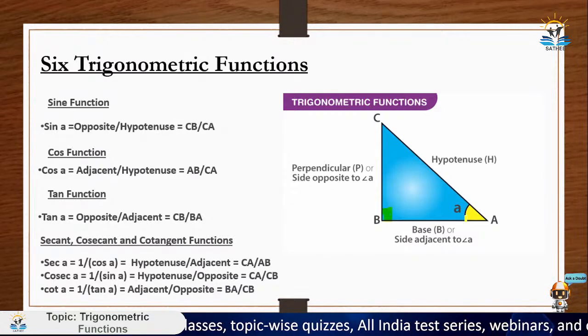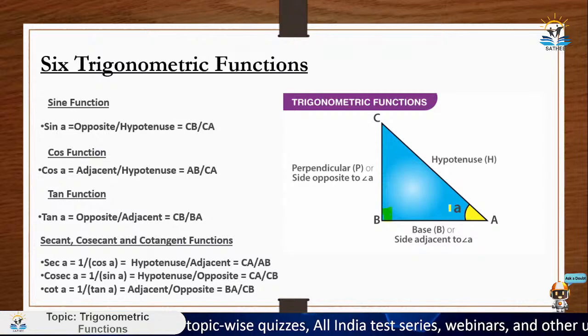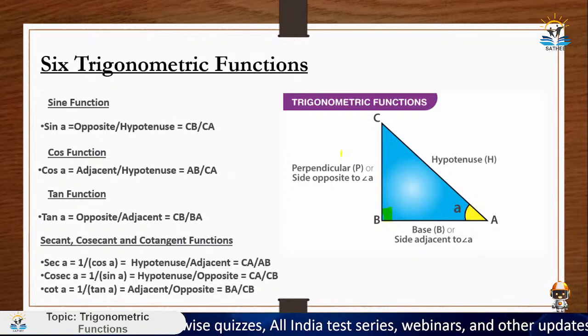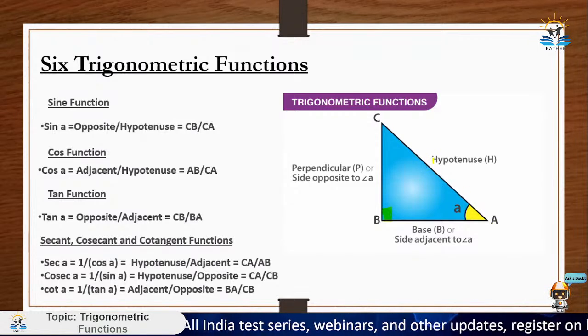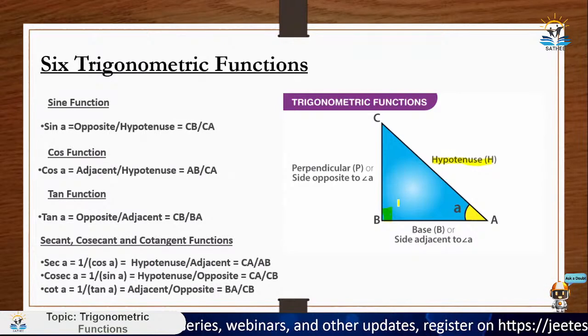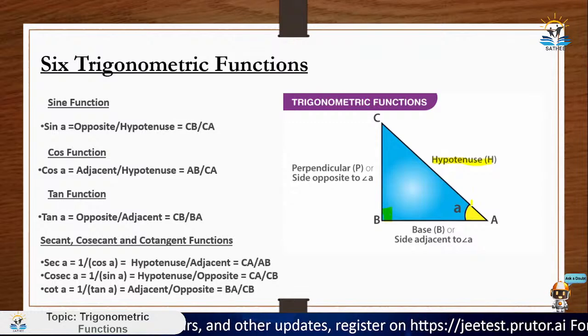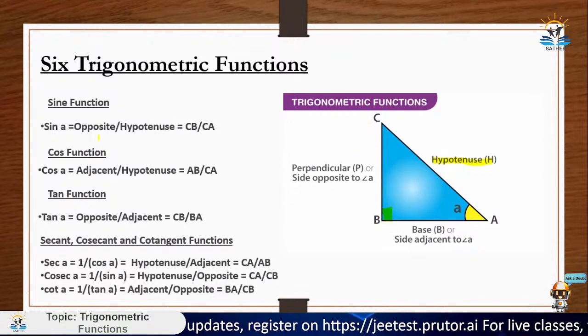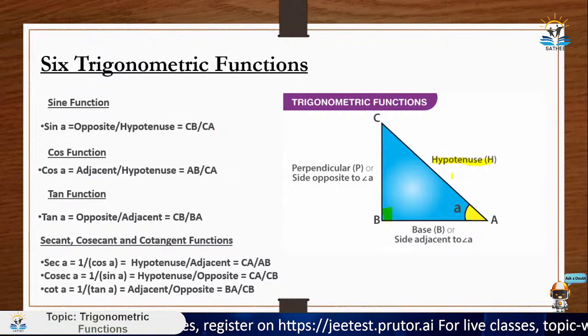So what is basically sine? Sine is the ratio of the side which is opposite to your angle divided by hypotenuse. What is hypotenuse? Hypotenuse is nothing but the side opposite to the 90-degree angle. So this is hypotenuse. Sine is nothing but the opposite side of the angle which you have taken divided by hypotenuse. So sine is opposite upon hypotenuse, which is CB upon CA in this case.